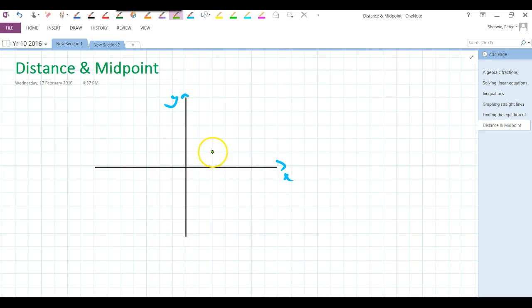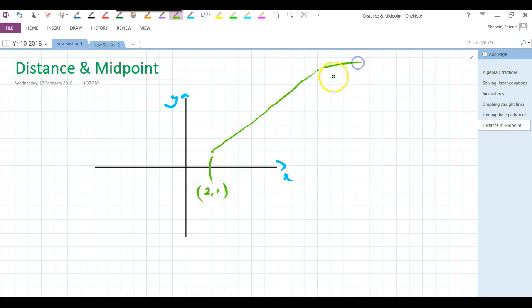So let's take the point, say, 1, 2. 1, 2, 3, 4, 1, 2, 3. So we might do the same thing. 1, 2, 3, 4, 5, 6, 8, 1, 2, 3, 4, 5, 6. So we're going to join these 2 points here, where this point here is the point 2, 1.